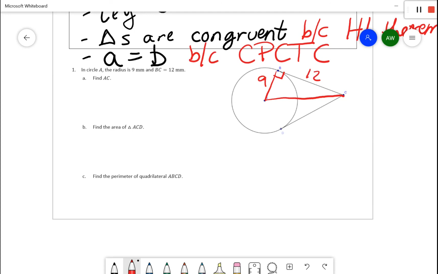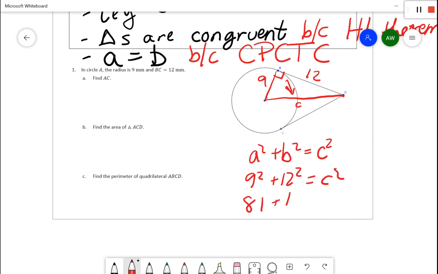Now, there are several ways for us to do this. The first way is to use the Pythagorean theorem, and that's the way I would suggest to all of us because it's the way we're most familiar with. Let's label the side C, because it's the hypotenuse, across from the right angle. Using the Pythagorean theorem, A squared plus B squared is equal to C squared. A and B are the two legs of my triangle, so that's 9 and 12. So I have 9 squared plus 12 squared is equal to C squared. 9 squared is 81, 12 squared is 144, and that's equal to C squared.